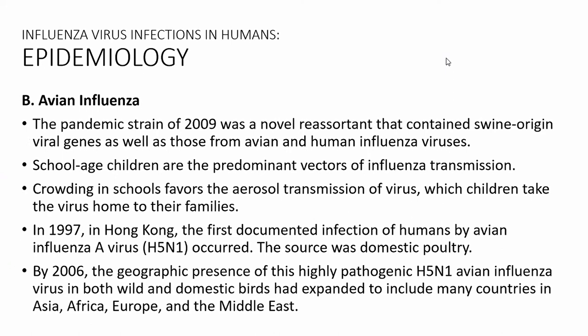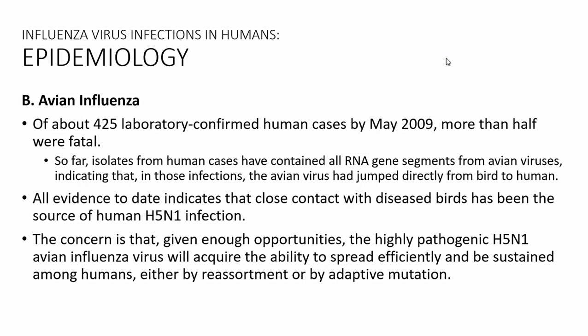So these outbreaks were the largest and most severe on record. Of about 425 laboratory confirmed human cases by May 2009, more than half were fatal. So far, isolates from the human cases have contained all RNA gene segments from the avian viruses, which indicates that the avian viruses had jumped directly from bird to human. So, as mentioned in the previous slides, the model that states that the swine is the reservoir host was bypassed.